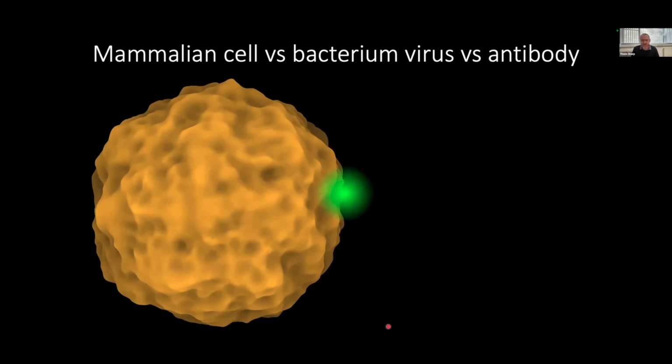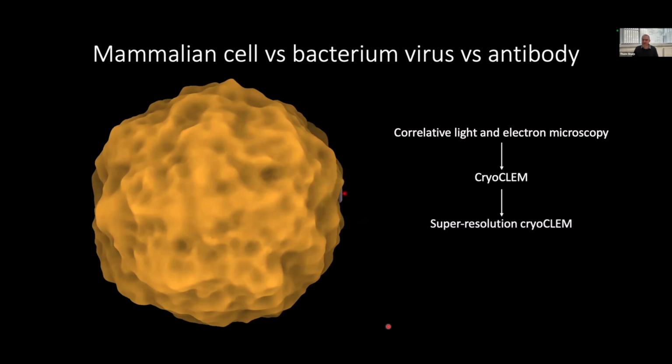This, of course, is one of the major advantages of light microscopy, and we can combine that with electron microscopy to perform correlative light and electron microscopy, or CLEM. We and a few other groups have pioneered several methods to do CLEM at cryogenic temperatures, so-called cryo-CLEM. And most recently, my lab has decided to combine this with super resolution cryo-light microscopy to perform super resolution cryo-CLEM, or SR cryo-CLEM. And this allows us to find proteins with 30 nanometer precision.